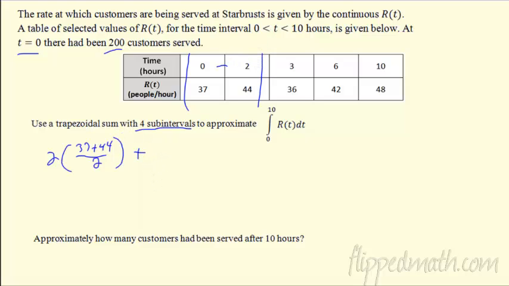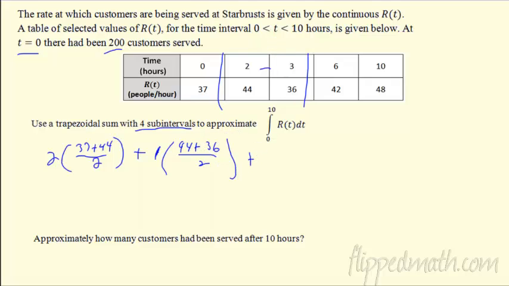Plus, let's look at the next one, and maybe I can just slide that over. Oops, it's not a group. That would have been nicer if it would all slide over together. So now I'm going to look at this one. What am I doing here? The difference between 2 and 3 is 1. And then what are my bases here? I've got 44 plus 36 divided by 2.